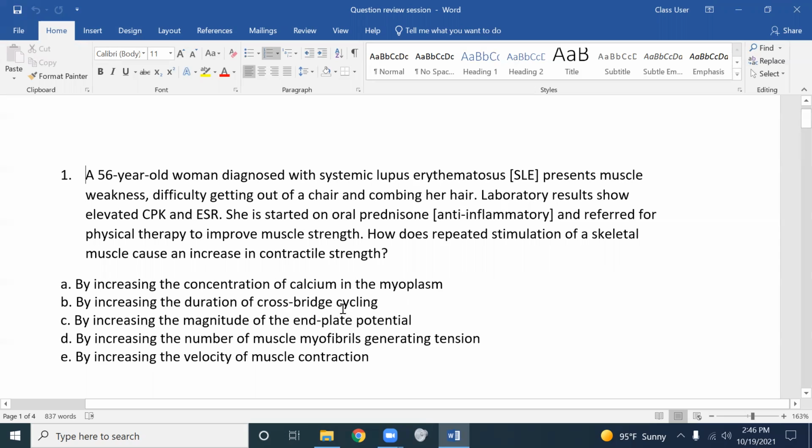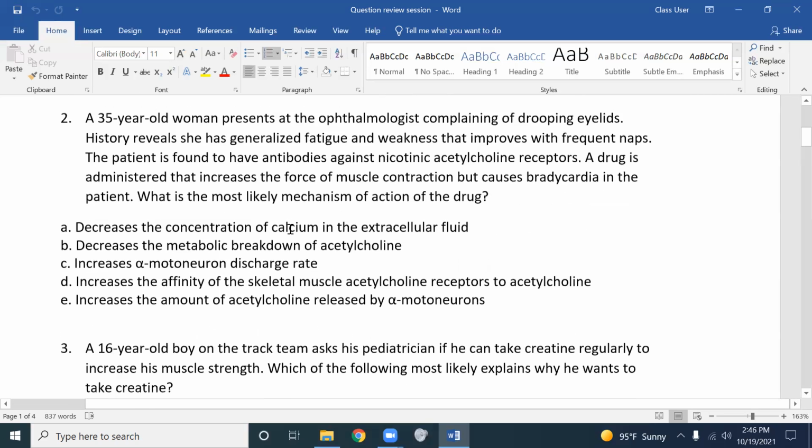If she increases the duration of the cross-bridge cycling by isometric contraction, that will increase the contractile strength of her muscle. Now, increasing the number of muscle myofibrils in a person who already has an inflammation, probably having muscle damage, is not something that's happening at that time. Okay, good. Next question.